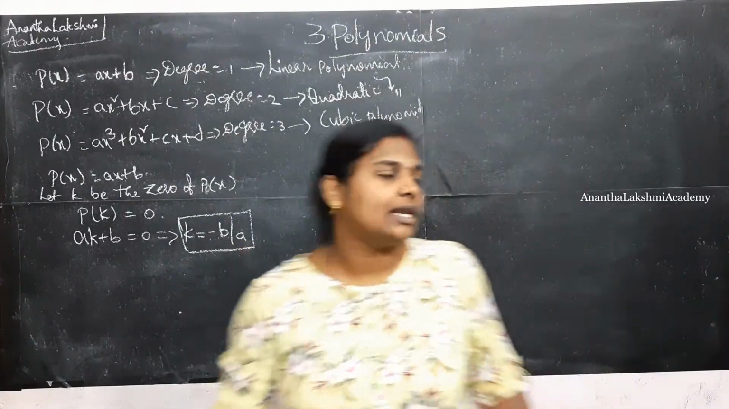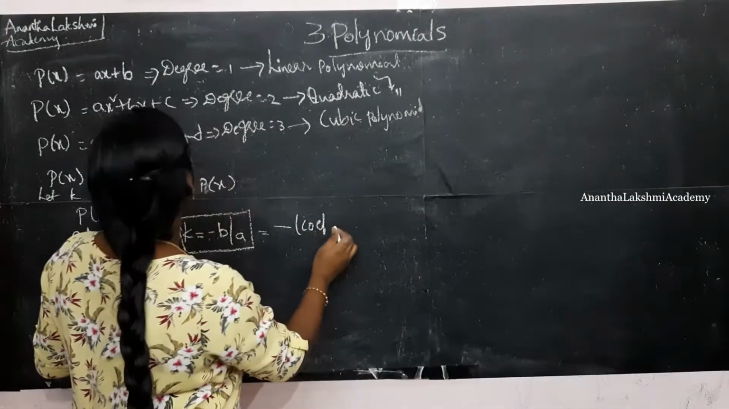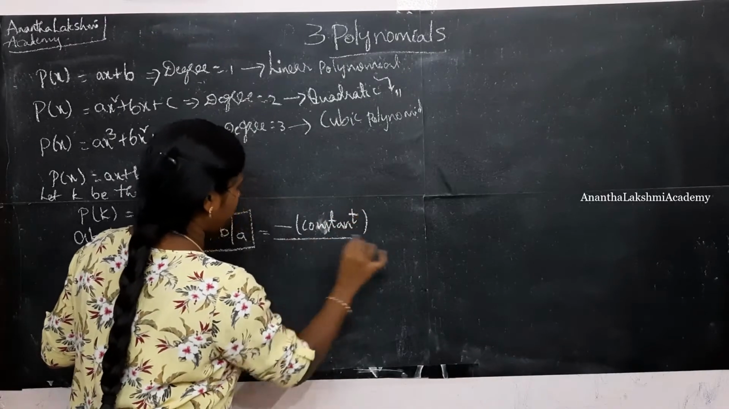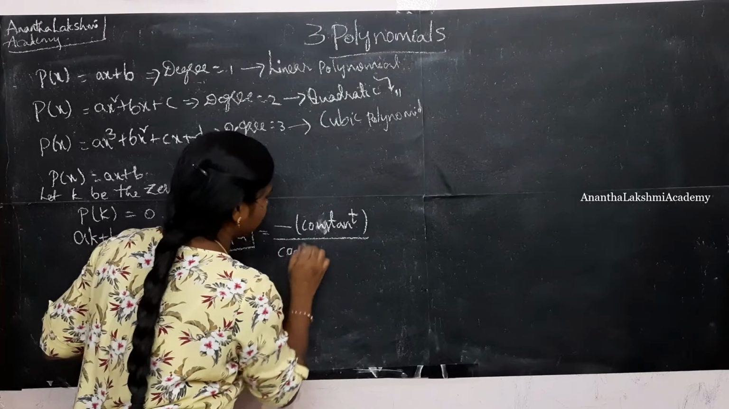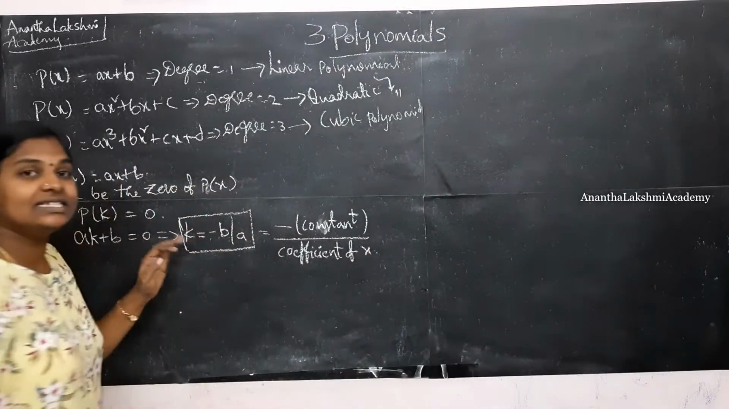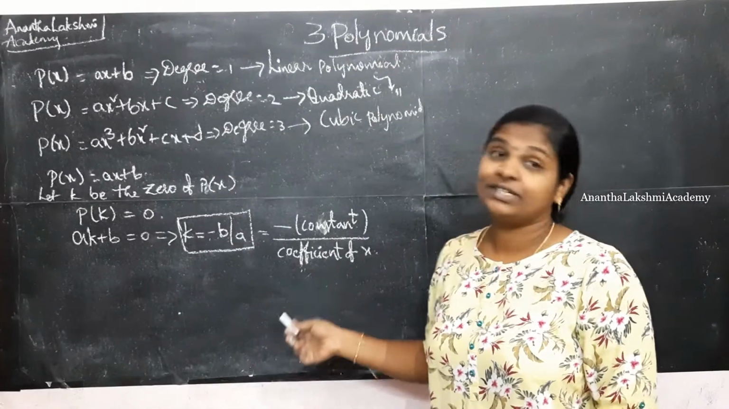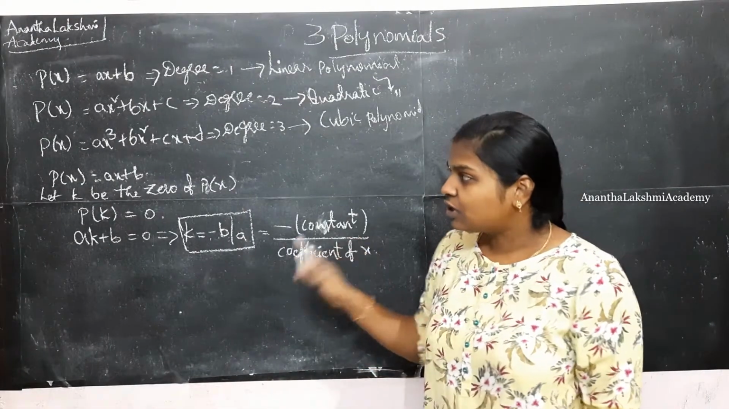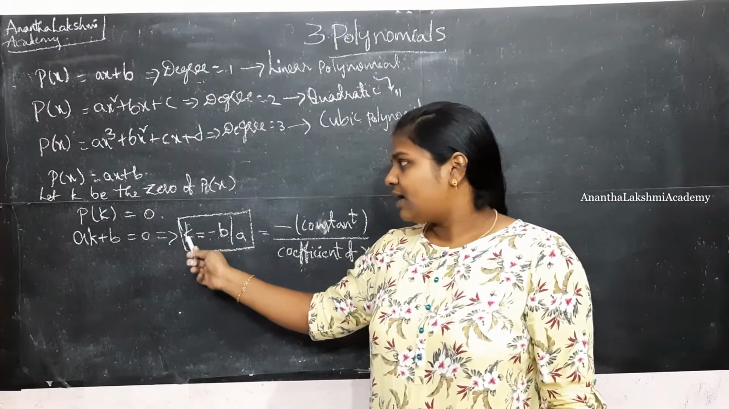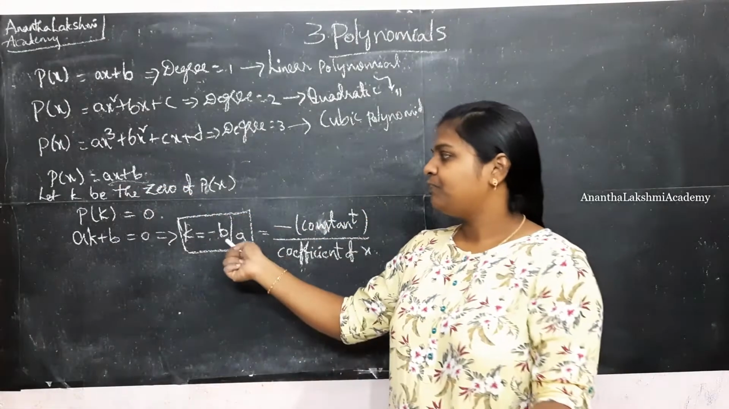What is minus b? Nothing but minus the constant. b is a constant, right? And a is the coefficient of x. This is how we work with polynomials. This explanation is under the section working with polynomials in your textbook. So in order to figure out the zero of a linear polynomial, when an expression like ax plus b is given to you, you can directly find the zero by using this formula, minus b by a.